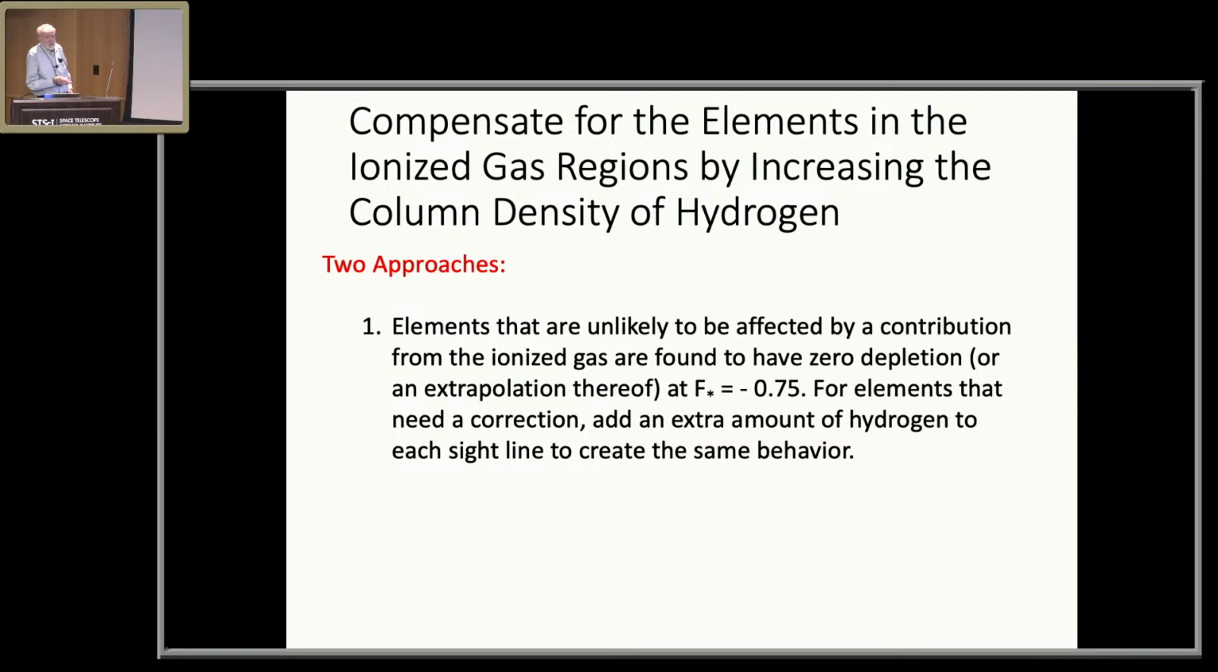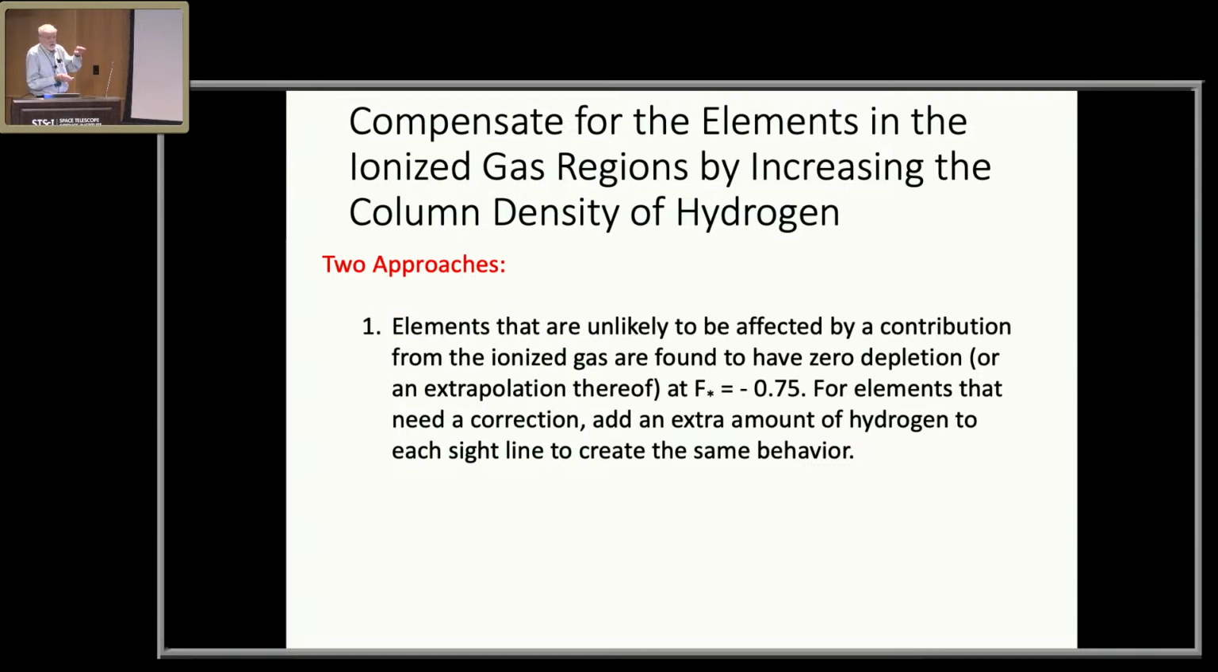Well, how do we make this correction? What you want to do is know how much hydrogen you've got to add to the measured hydrogen to then make a comparison of hydrogen to your element a fair one. Well, one way to do it is to look at where you get zero depletions. That generally happens if you look at the refractory element, you get a crossover at zero depletion at F star equal minus 0.75.